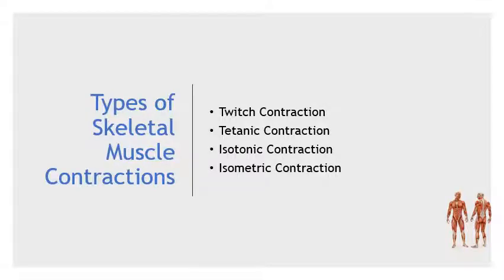Over the next couple of slides, we're going to look at these different kinds of contractions: the twitch contraction, the tetanic contraction, isotonic contraction, and the isometric contraction. Now, you've seen some of these before in previous chapters.